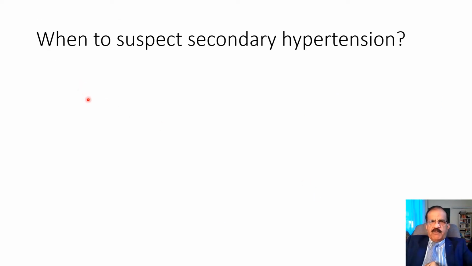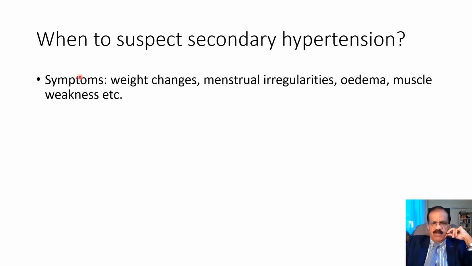Now, when to suspect secondary hypertension? I think there are a number of situations. One is based on symptoms. In somebody with hypertension, we do not expect too many symptoms. Somebody may just have headache and maybe a little anxiety, but if there have been changes in weight, both weight gain or weight loss, menstrual irregularities in women, edema formation, or muscle weakness, that could alert you to a possible secondary hypertension.